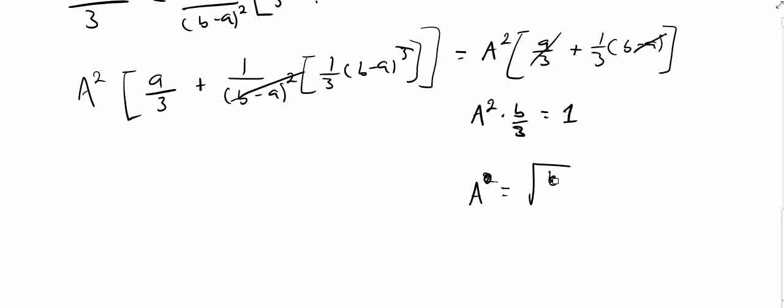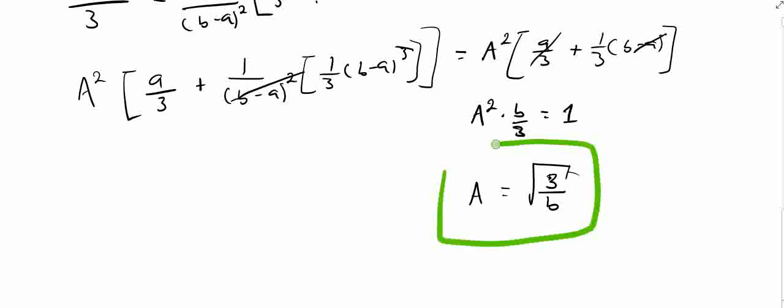Wow, having a brain fart over here, or a mini stroke, who knows. This is going to equal the square root of 3 divided by b. And this is our final answer. So this is the final answer for part A of 1.4.